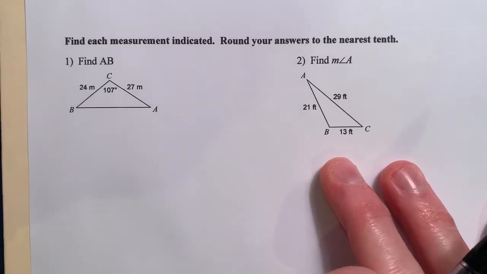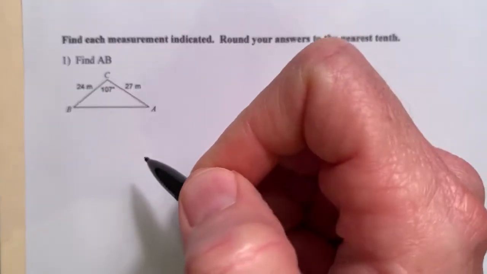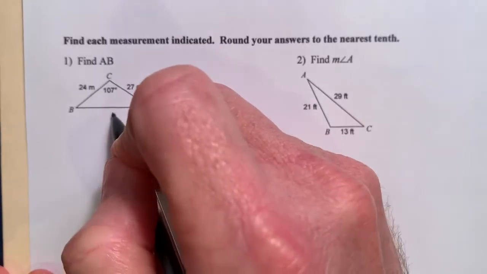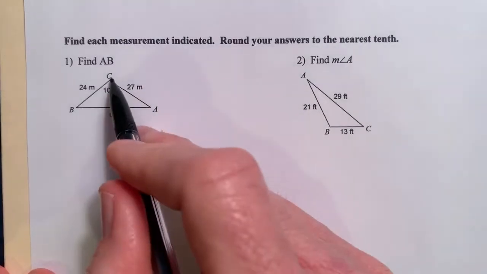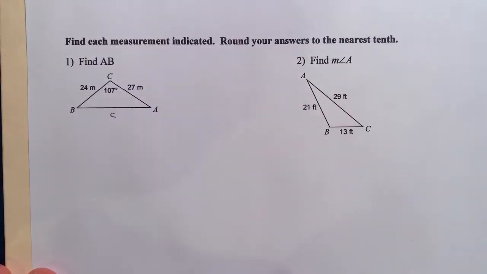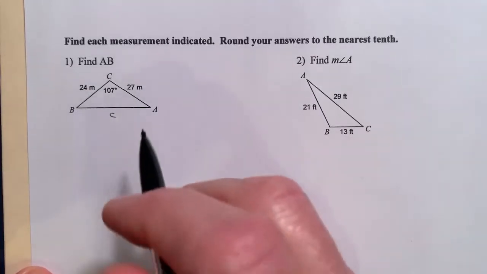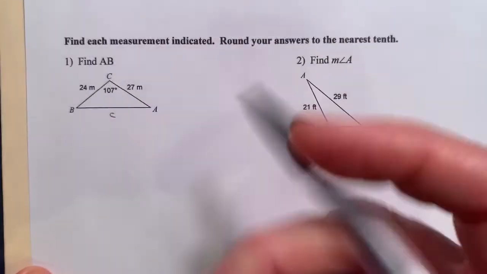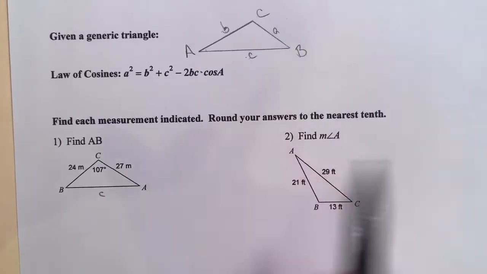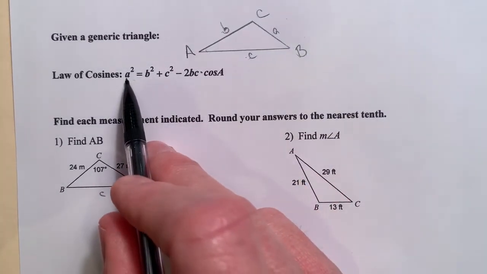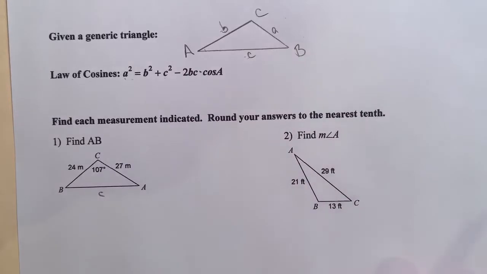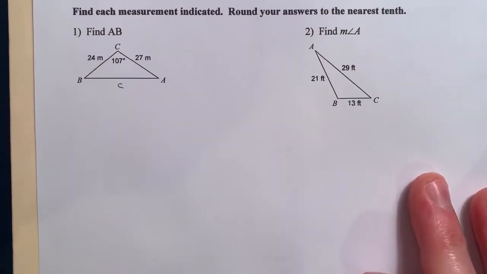So find the length of AB. My unknown is here, and we'll call it c, because it's opposite of the vertex C. Now it's just a matter of plugging it into that formula. Since it's not A, B, and C like it was on that triangle, I'm going to make this a c, I'm going to make this an a, and we'll be okay.